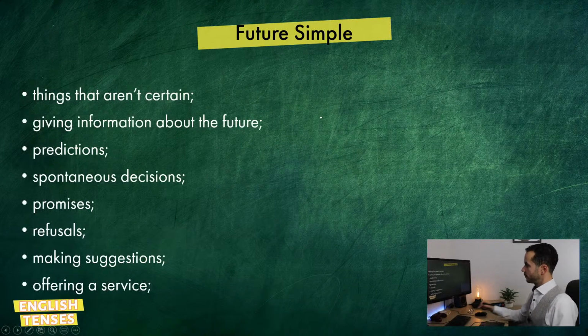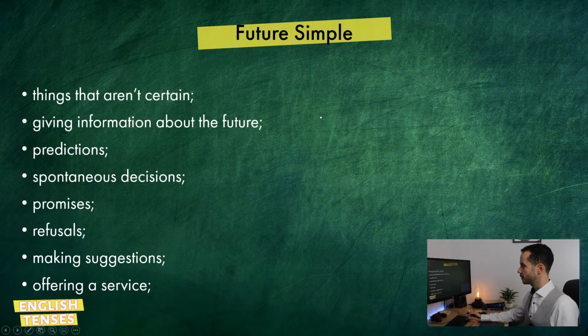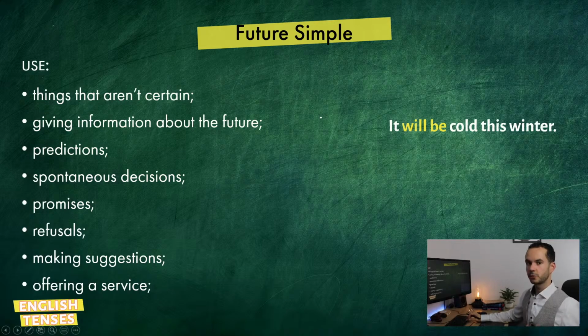So, future simple. As I mentioned, we use future simple for things that aren't certain, when we want to give information about the future, predictions, spontaneous decisions, promises, refusals, making suggestions, and offering a service. Here are some examples of future simple. It will be cold this winter. Will be. We use future simple in the sentence because I'm kind of doing a prediction. I'm also giving some information about the future. We don't know whether I'm predicting whether this is going to happen. It might be the case that I'm simply giving some information.